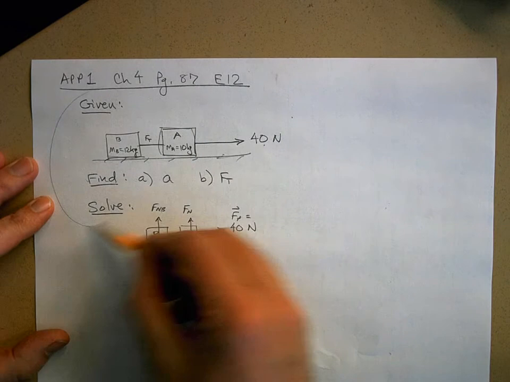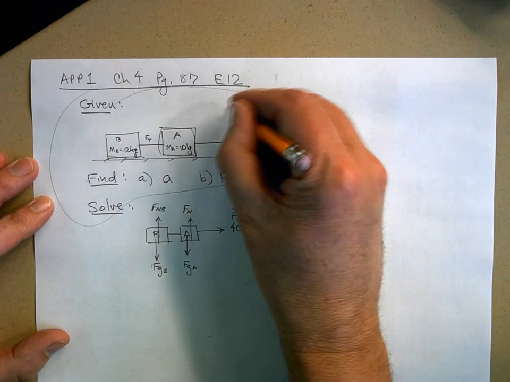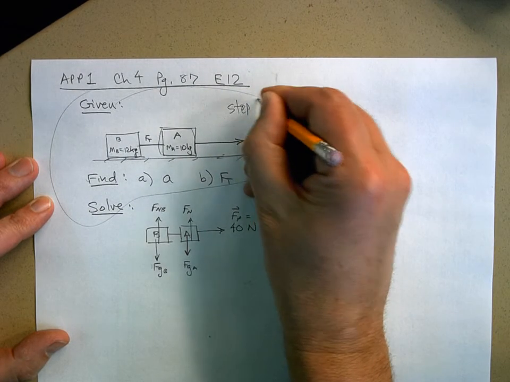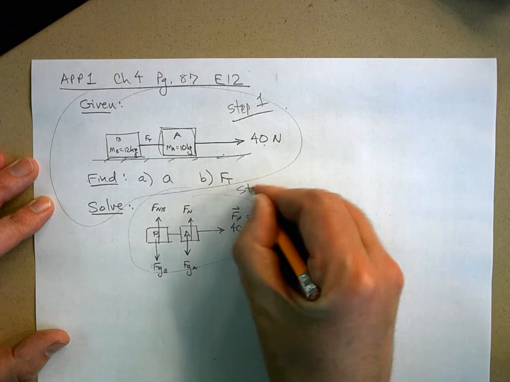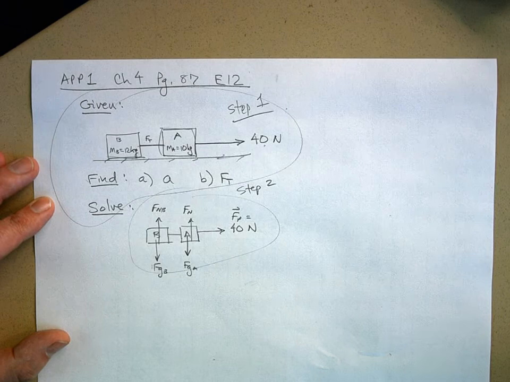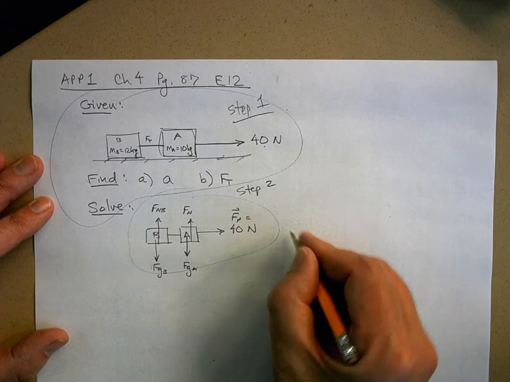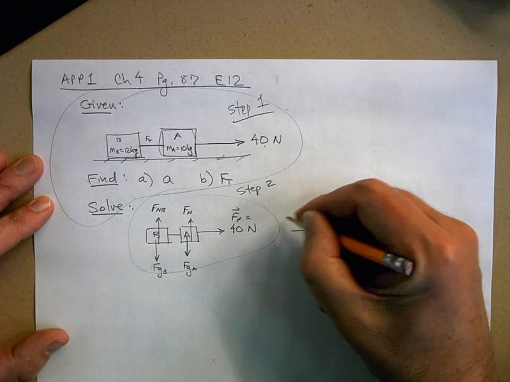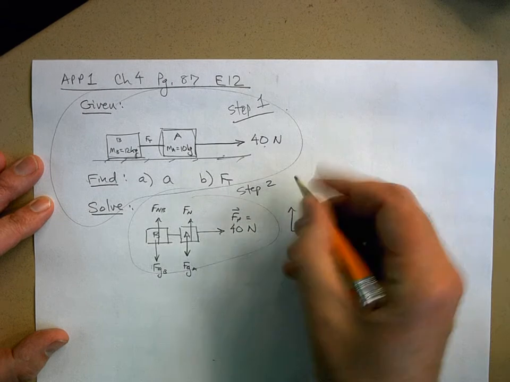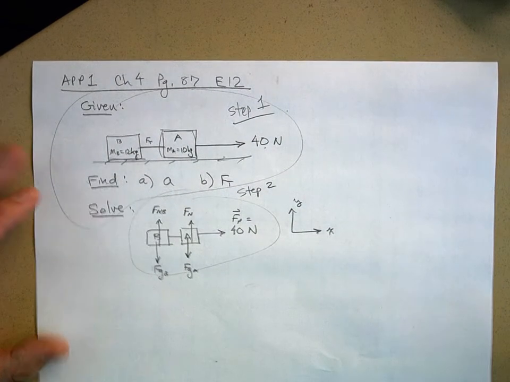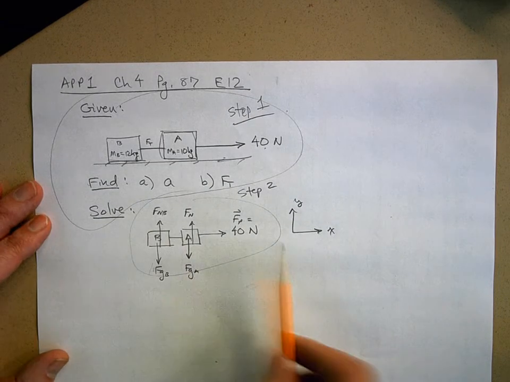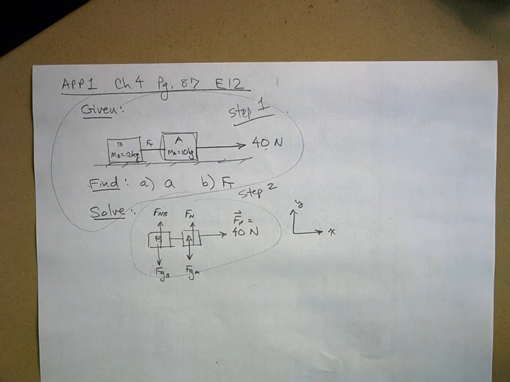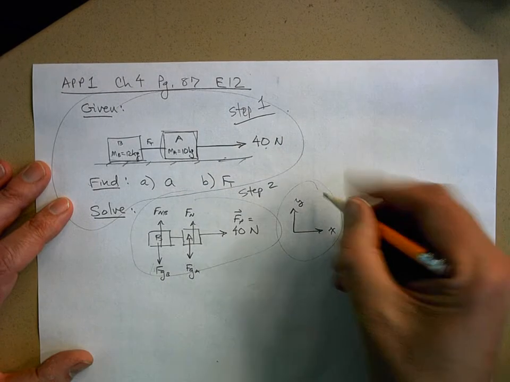So, given, find, and solve, this is step 1. And drawing the free body diagram, this is step 2. Now step 3, well, let's make this the X direction. Let's make this the Y direction. Now the nice thing here is that I don't have to break these forces up into their X and Y components. They're already lined up with the X and Y direction. So I'm done. This right here is step 3.